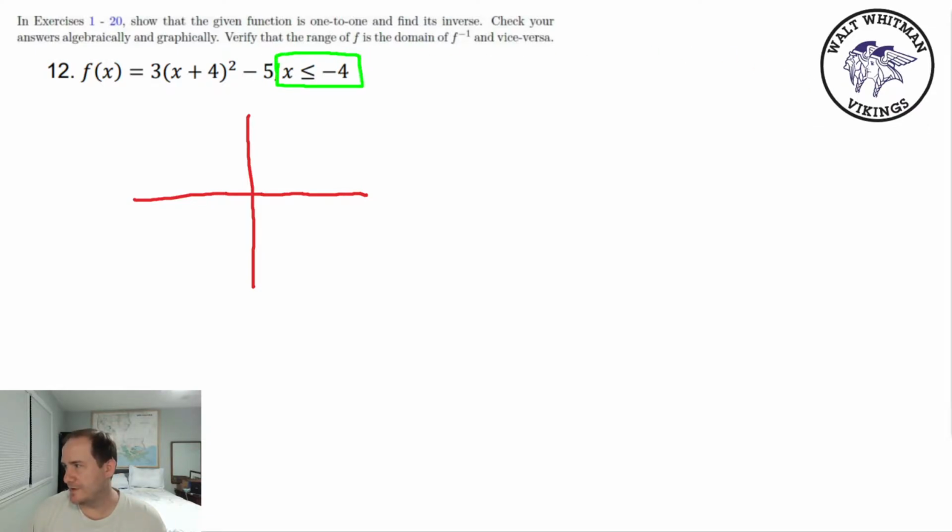But the function without that domain restriction would have its vertex at -4, -5. So like here-ish. And then it's stretched vertically by a factor of 3. So what if this is -4? You guys could be building a table of values. I would recommend that. So -4 is our vertex, and it's going to give us -5. Then if we push to the right by 1, go to -3, then we get 1 squared is 1 times 3 is 3. 3 minus 5 is -2.